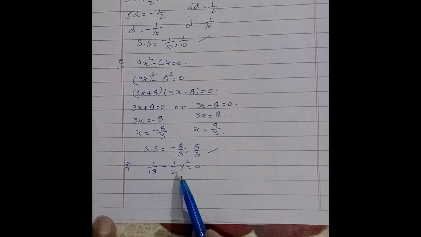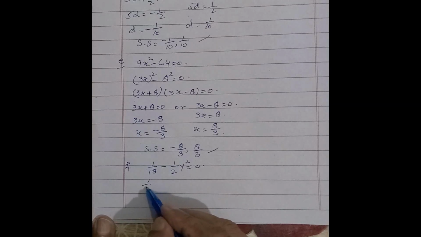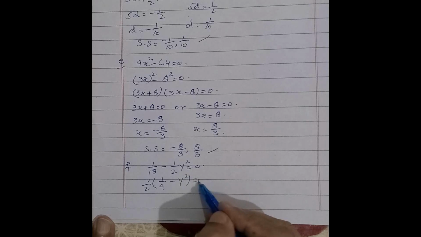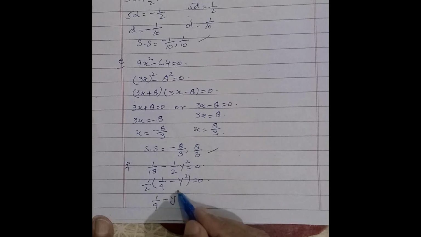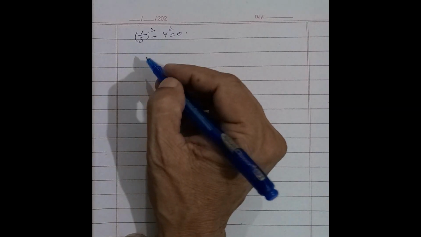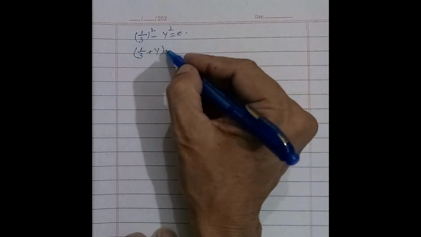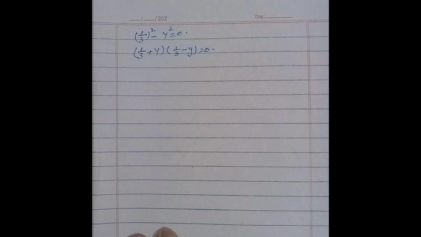Both the values are not, we take the square root, but if we take common 1 over 2, the other value is 1 over 9 minus y square is equal to 0. Dividing both sides by 1 over 2, we get 1 over 9 minus y square is equal to 0. Now apply the formula, which is a plus b into a minus b. We get 1 over 3 plus y, 1 over 3 minus y is equal to 0.